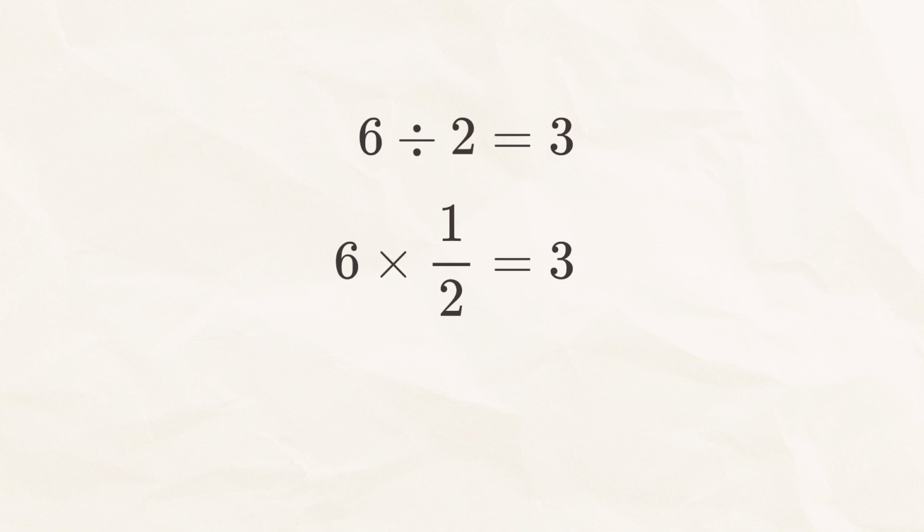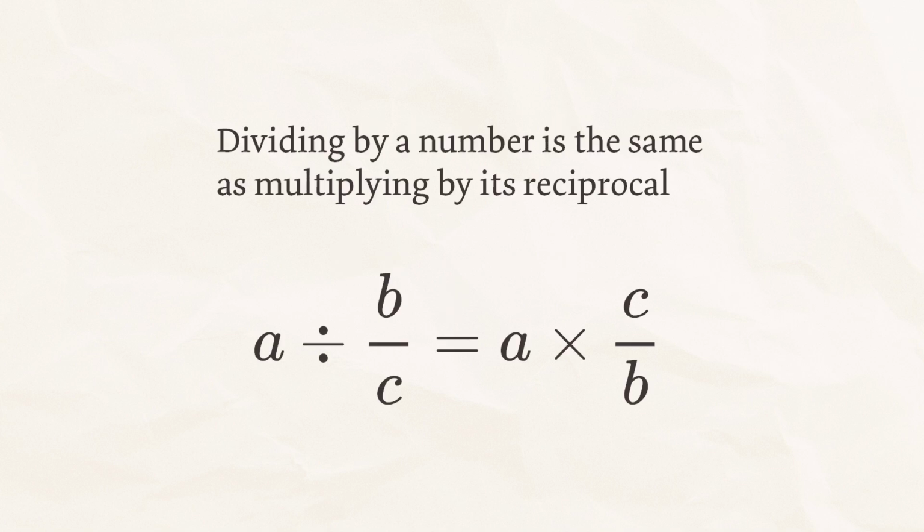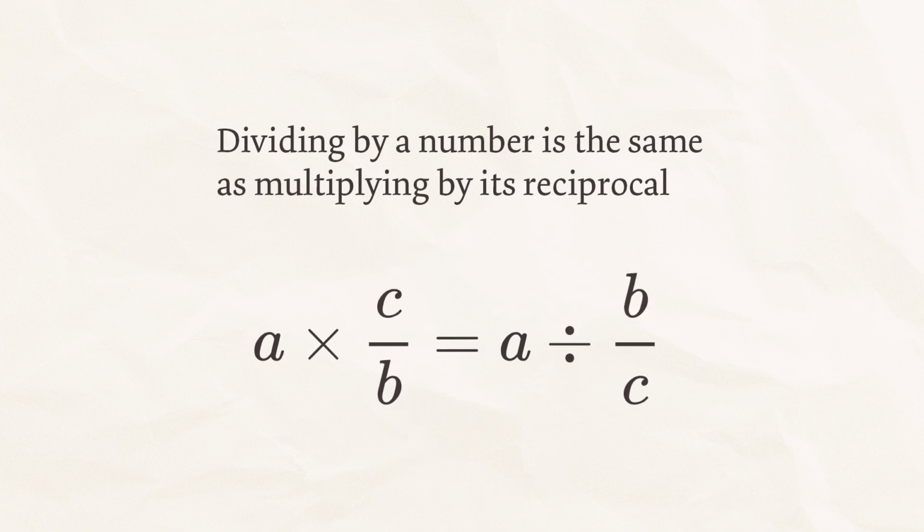We've got us a new rule for division. And here's the rule. Dividing by a number is the same as multiplying by its reciprocal. And it works both ways. Multiplying by a number is the same as dividing by its reciprocal.